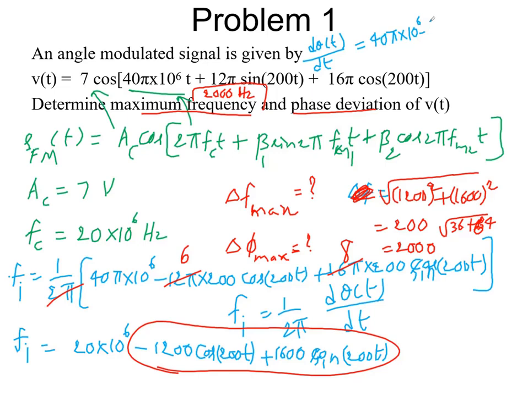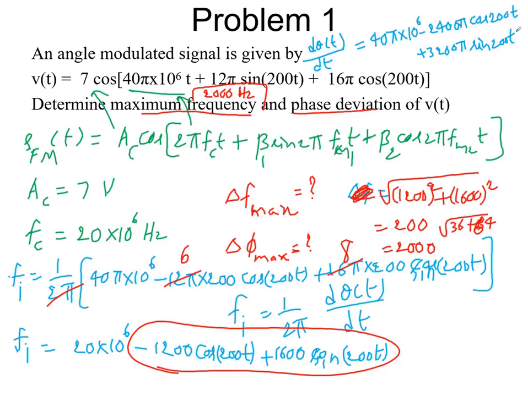Then it is 2400 pi t, that is 12 pi into 200, that is 2400 pi cos 200t. Then this is 16 pi into 200, that is 16 twos are 32, 3200 pi into sin 200t.